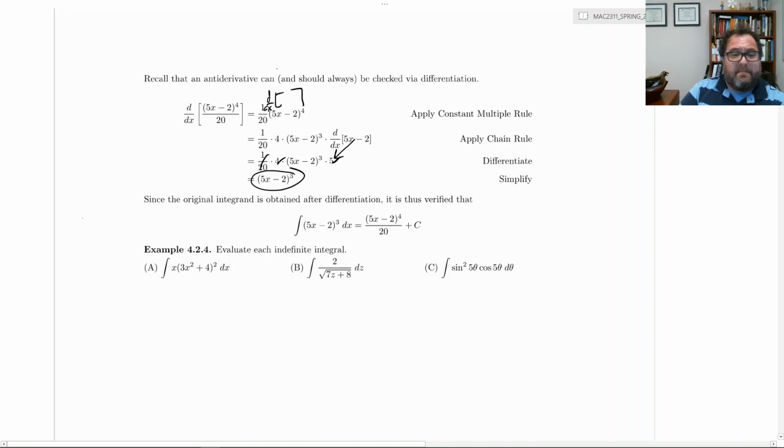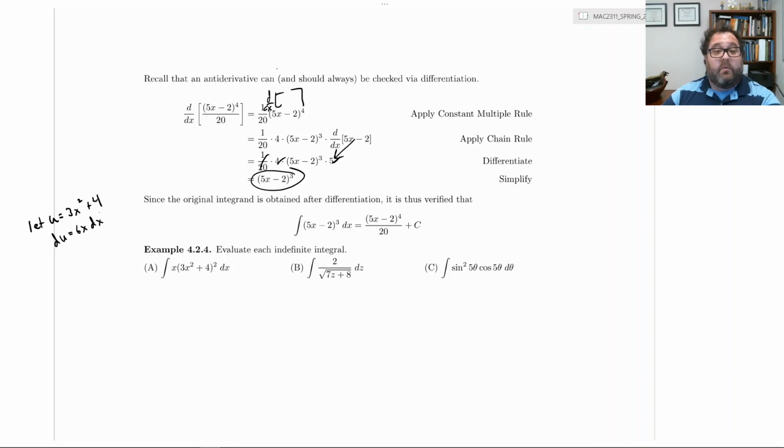So, for example A, just off to the side, this does require scratch work. Let's let u be the inside function. So that's 3x squared plus 4. Now, here's the thing. As soon as you make your substitution, immediately calculate the differential. That is, what is du? Well, du is the derivative of this right-hand side times dx. So that's 6x. The derivative of 4 is 0, so 6x dx is the differential of u.